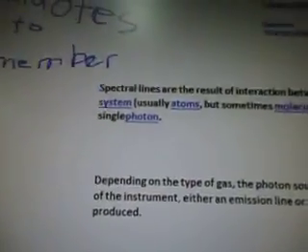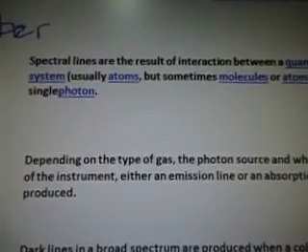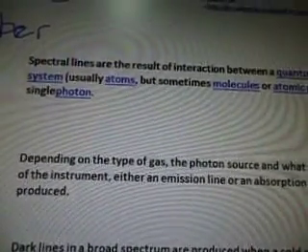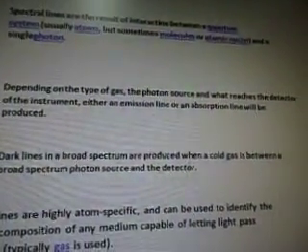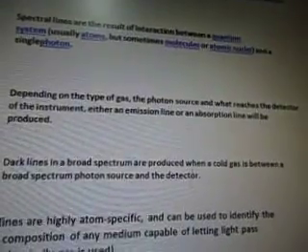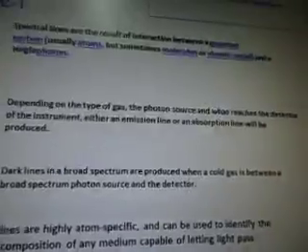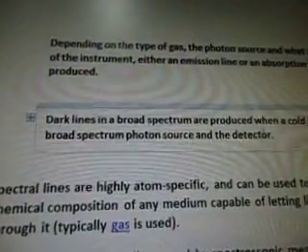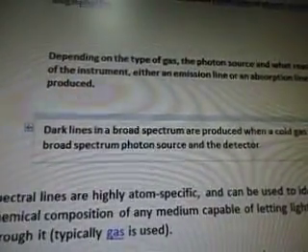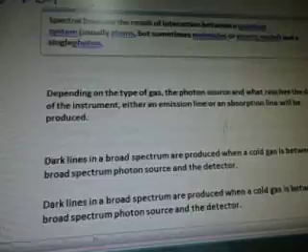First of all, spectral lines are the result of interaction between a quantum system, usually atoms, but sometimes molecules or atomic nuclei, and a single photon. Depending on the type of gas, the photon source, and what reaches the detector of the instrument, either an emission line or absorption line will be produced. That's these little black lines. Okay. Dark lines in a broad spectrum are produced when a cold gas is between a broad spectrum photon source and the detector. So this little black line here, that's what causes it.